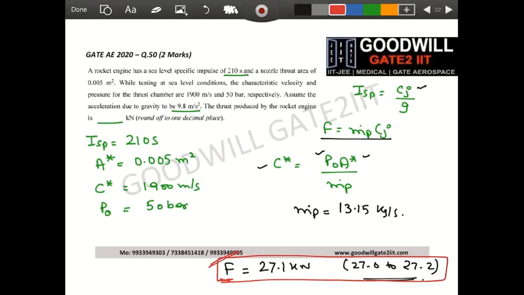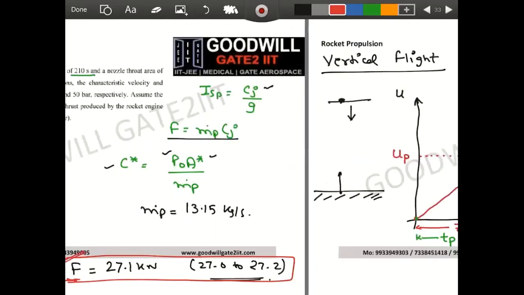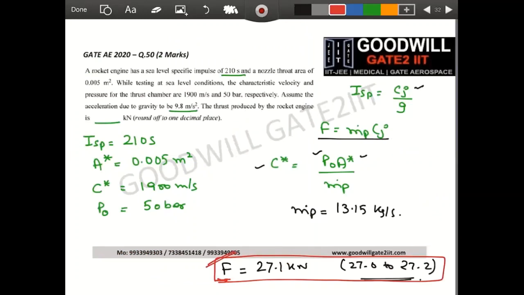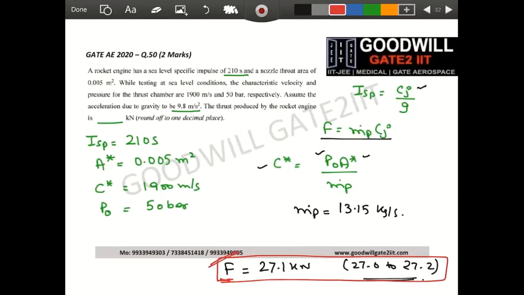Tell me if this part is clear to all. So the answer is 27. I'm opening another PPT because I need to share the 2021 question. All right, just give me 1 minute.